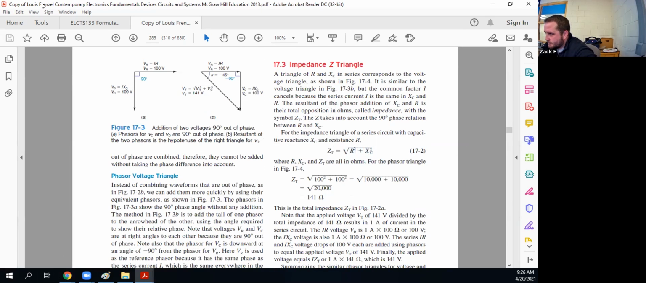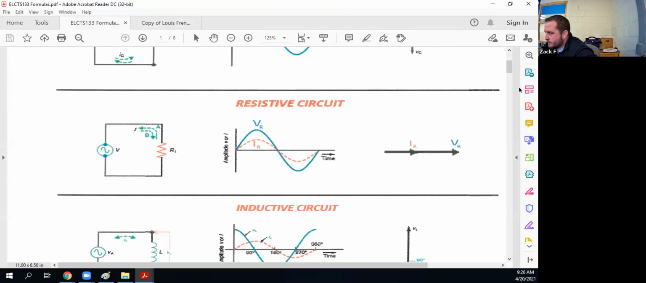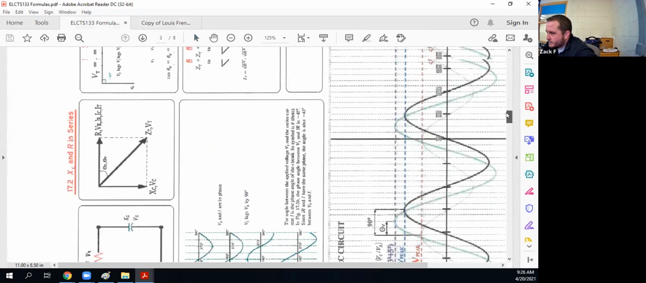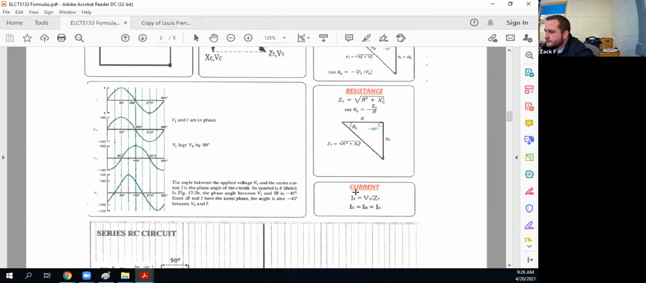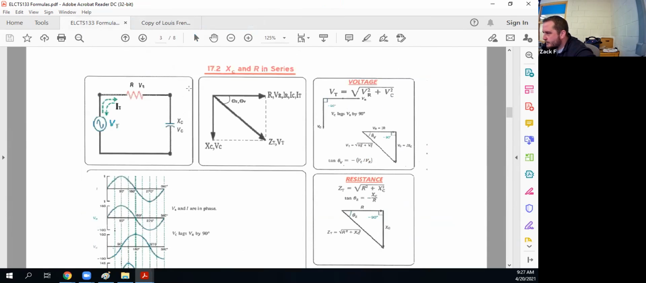That should be on your formula sheet. You should have a page that's all about capacitors, X sub C and R in series. This formula sheet is handy because if you have this scenario where you have a resistor and a capacitor in series, right in the picture, so you've got alternating voltage, current's going back and forth. You have a resistor and a capacitor in series with each other. This is what everything looks like.